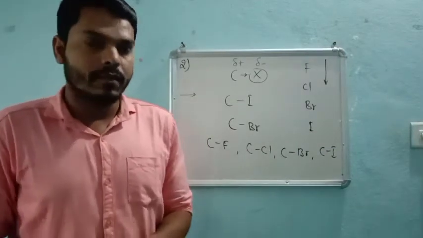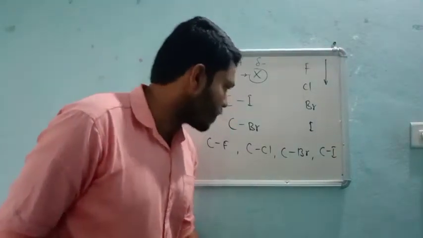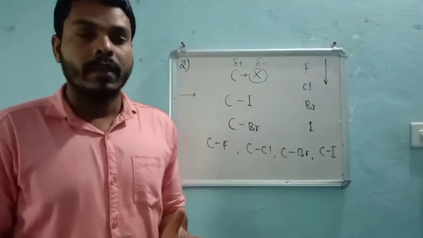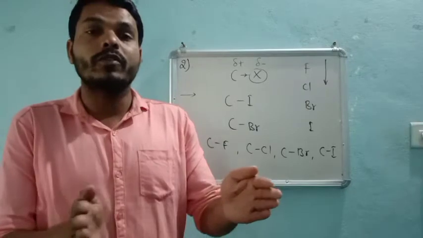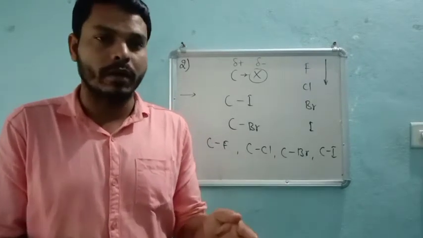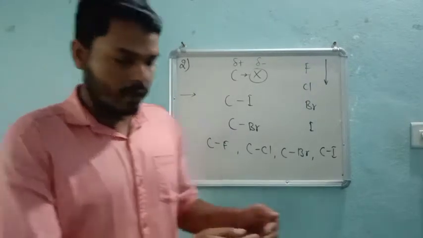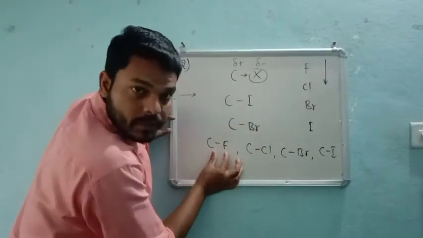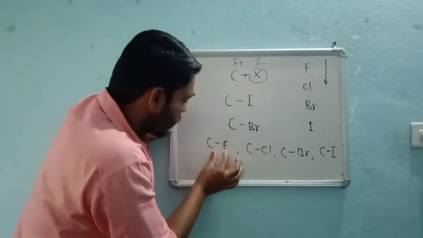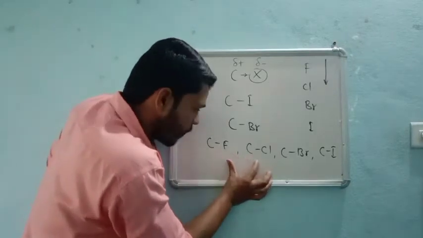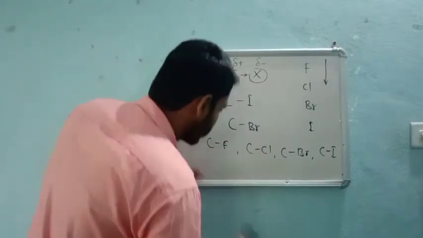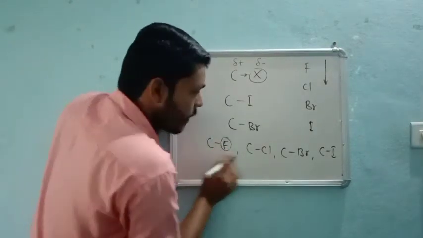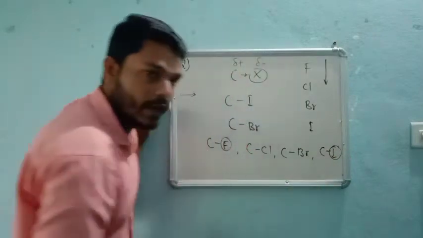So as the size increases, right? As the size increases, what happens? Bond length also goes on increasing. Very important. See here, the bond between two atoms is nothing but the bond length. So if the bond length increases, here the least size is of fluorine and the highest size is of iodine.